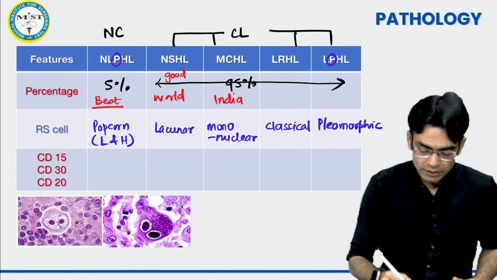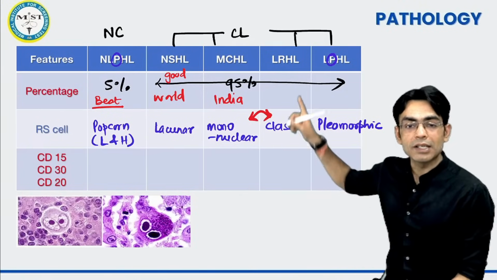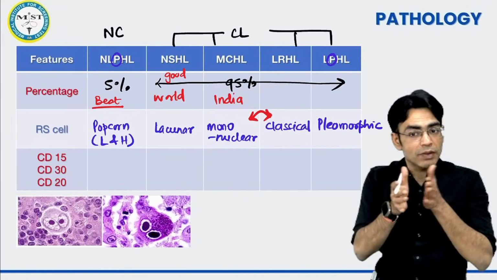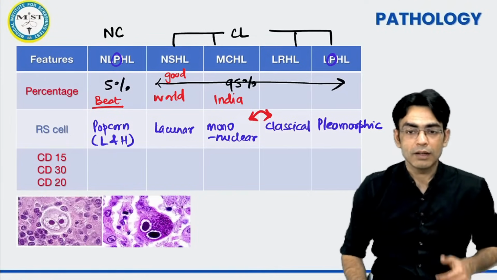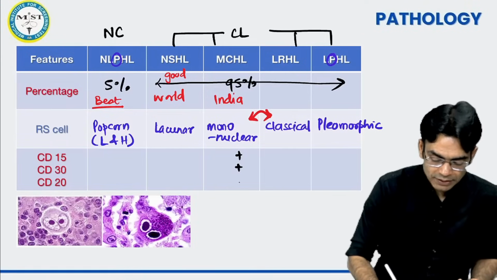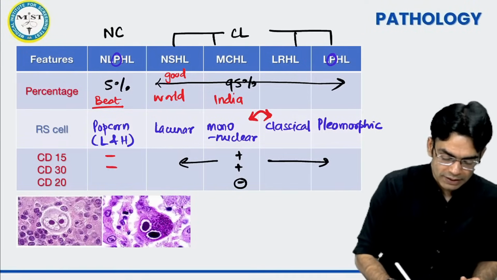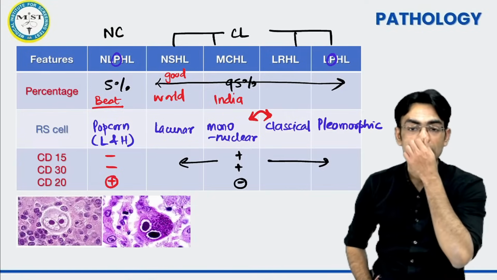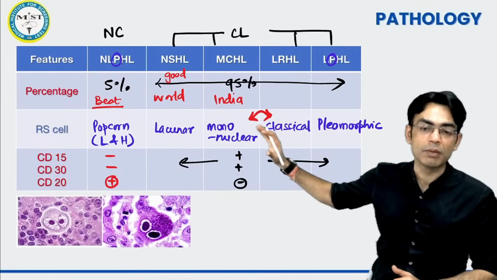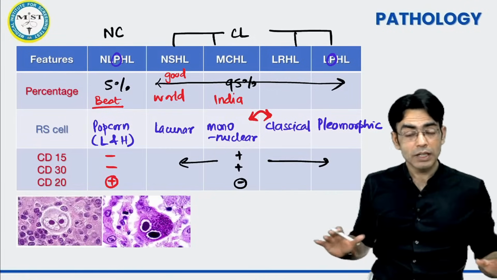One thing to note: mononuclear and classical can be seen in both. So on the basis of these you cannot differentiate between these two. Classical ones are positive for CD15 and 30 and negative for 20. But non-classical is negative for 15 and 30 but positive for 20. This is your complete table. If you know this table, then Hodgkin's lymphoma questions would generally be solved. You have to remember this table.